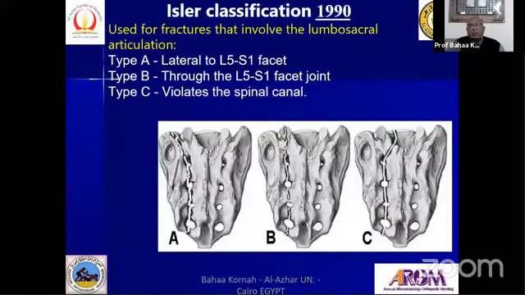The Isler classification in 1990 uses the fracture relationship to the sacroiliac joint articulation and makes it 3 types. Type 1 is lateral to the L5S1 facet joint. Type 2 is through the L5S1 facet joint and ligament. And type 3 violates the spinal canal.